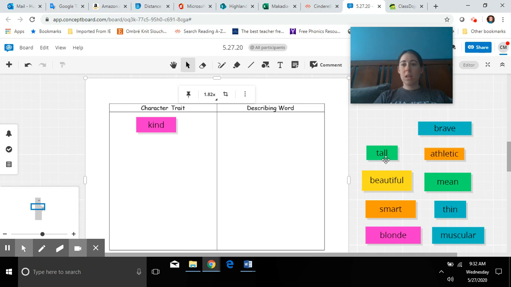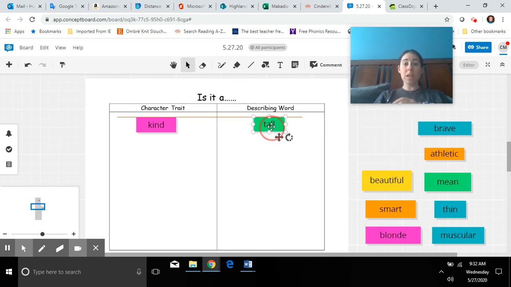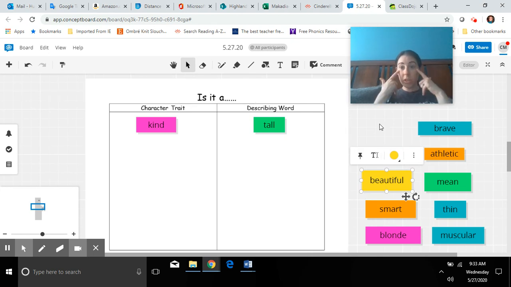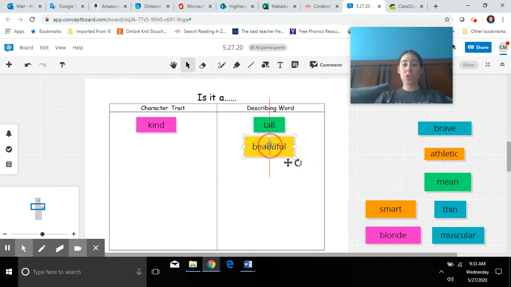Let's look at the next one. Tall. Can I look at someone with my eyes and say, wow, they are tall? Yes. So that's just a describing word, a word we can describe how somebody looks. Okay, so I'm going to put that over here. Beautiful. Can you look at someone with their eyes and say, wow, they are beautiful? Yes. So that's a describing word. That's not a character trait, how they are on the inside.